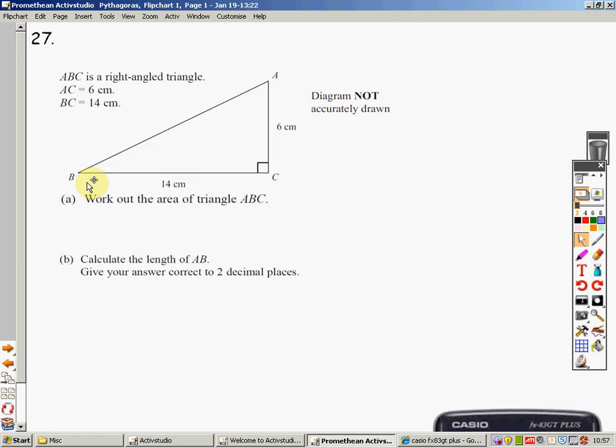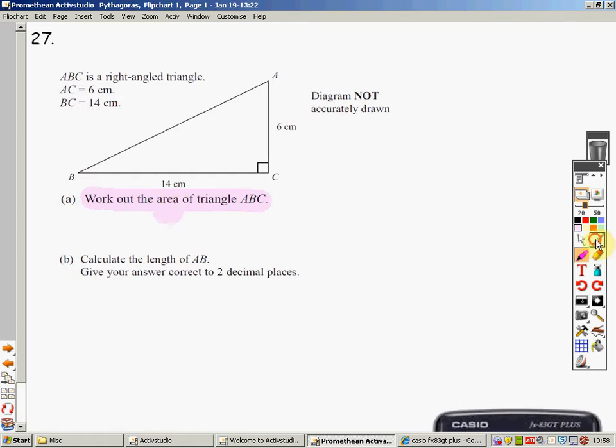Now let's read the question carefully. Sometimes it's easy to launch into one of these questions and then realise you're not quite where you thought you were. So the first bit: work out the area of the triangle. This time they just want the area. They're not actually worried about anything else. Can we find the area at the minute?